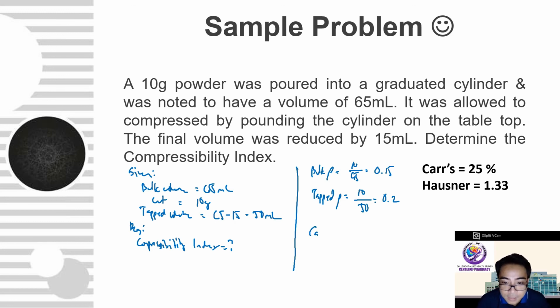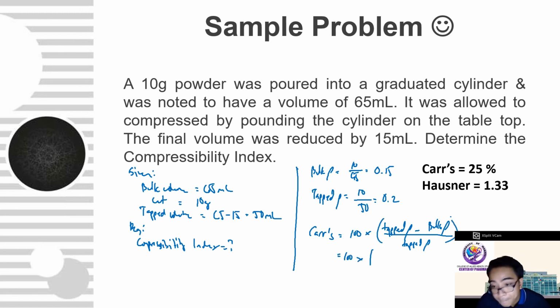So, let's go for Carr's muna. Kasi di ba, that's 100 times tap density minus bulk density over tap density. Okay, so that's 100 times 0.2 minus 0.15 divided by 0.2. Alright, so do that, you get about 25%.